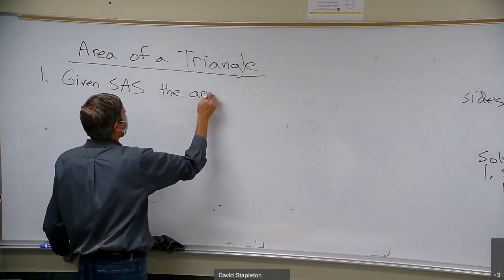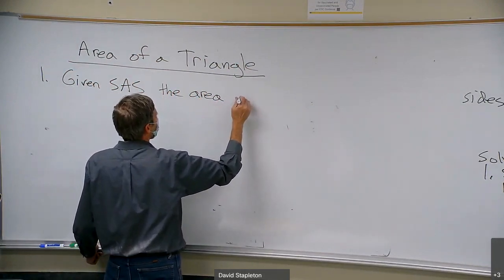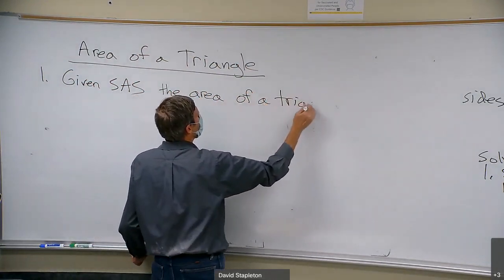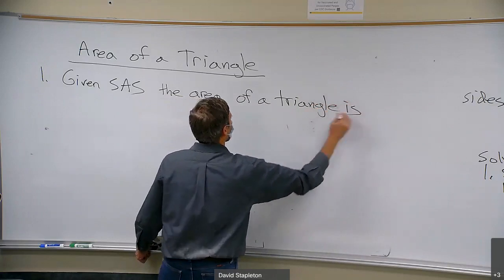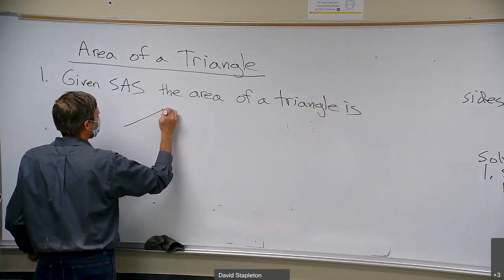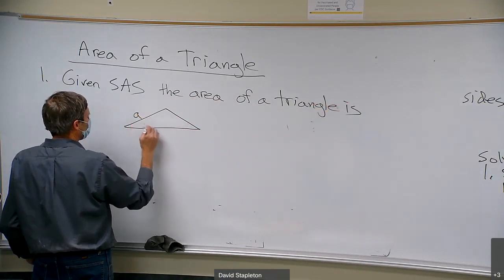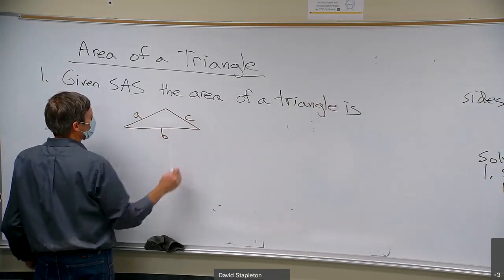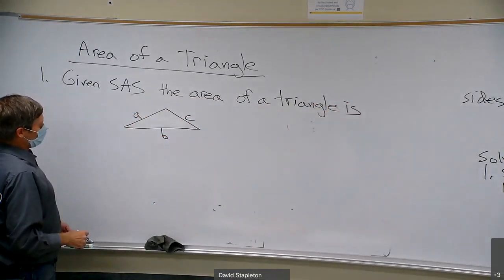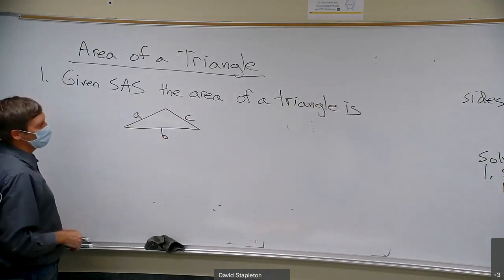The area of a triangle is, well, let's suppose it's done like this. Here's my triangle. And suppose I call this side A and this side B for base and this side C. Again, it doesn't matter which one's longest in oblique triangles. But how do I find the area by geometry? Remember the geometry formula for area of a triangle? What is it?